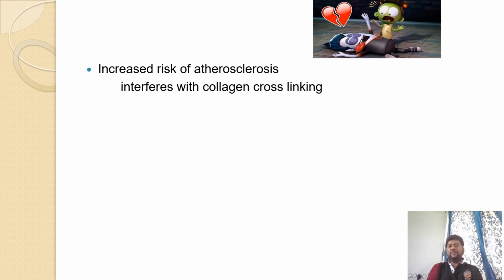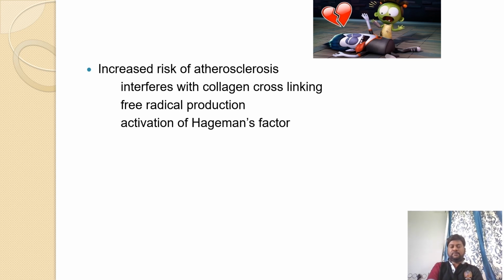Alternatively, the second mechanism is that excess homocysteine can lead to increased free radical production, which in turn can oxidize and modify the LDL. This modified LDL can be taken up by macrophages through the scavenger receptors, which in turn can lead to foam cell formation, and ultimately end up with atherosclerosis. This is the second mechanism. The third mechanism is that it also activates factor 12, Hageman's factor. Once the clotting mechanism is activated, it leads to excess clotting, coagulation, and ultimately atherosclerosis and blockage of the vessels.